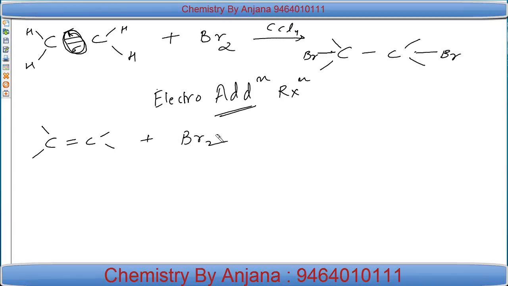use Br2. ब्रोमीन हम यूज करते हैं, ब्रोमीन का कलर ब्राउन होता है. When we are using brown colored bromine solution to add up to alkene, what happens is that bromine will add up to the alkene just like above reaction we have seen. In that process, this brown color of bromine get decolorizes.